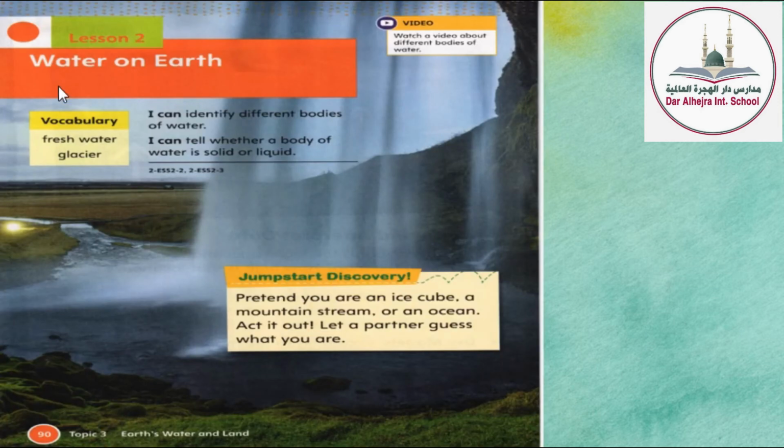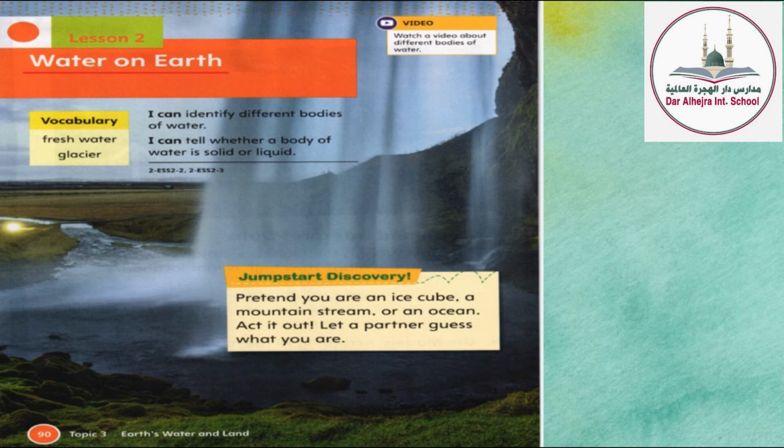The next page. This lesson is water on earth. We are going to discover the different bodies of water that we have on earth, and we are going to learn some new vocabulary like freshwater and glacier. Glacier is pronounced in 2 ways, either glacier or glacier. We have 2 types of solid water bodies, and many different types of liquid water bodies.